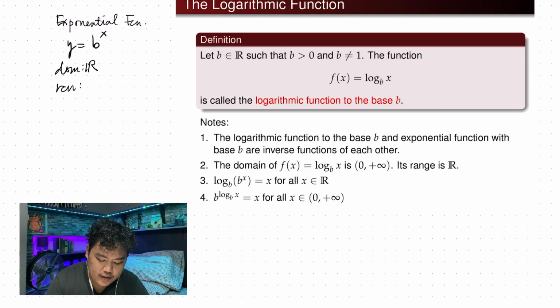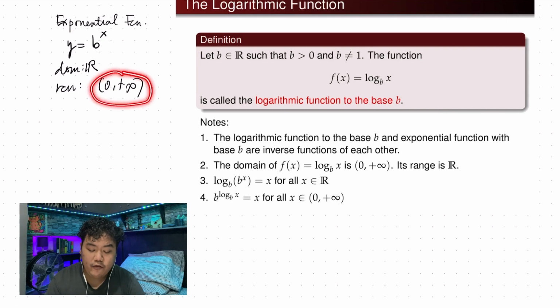and the range is yung positive real numbers. At kapag kinuha mo yung inverse niya, magbabaliktad yung domain and range. So, yung inverse na exponential, which is the logarithmic function, its domain is the set of positive real numbers, and the range is the set of real numbers. That's why we have this one. The domain of the logarithmic function to the base b is the set of positive real numbers. Its range is the set of real numbers.